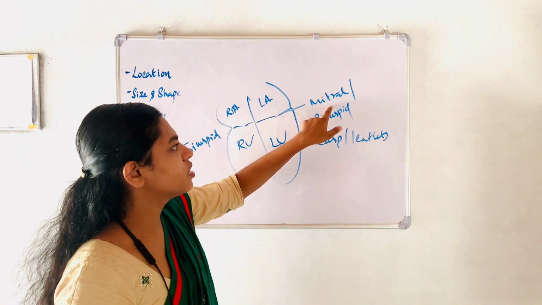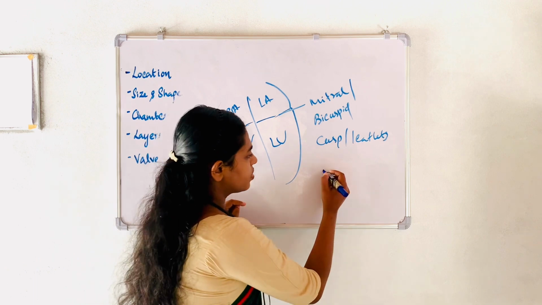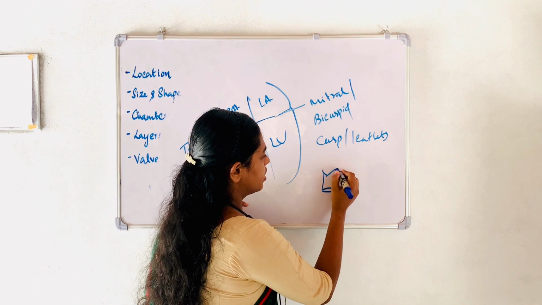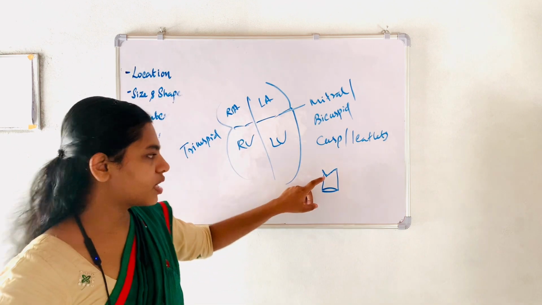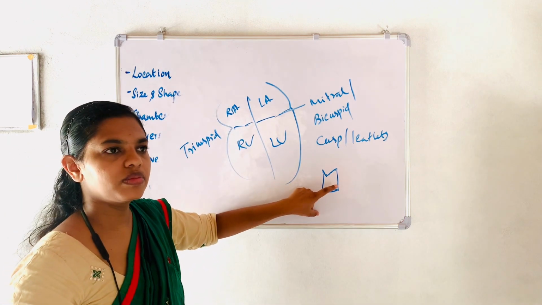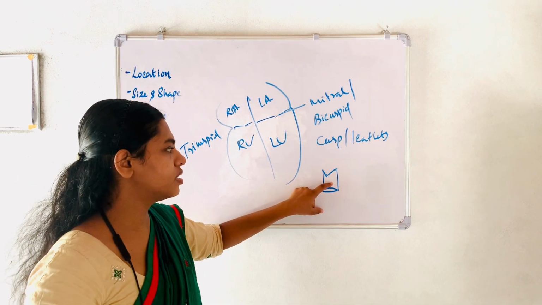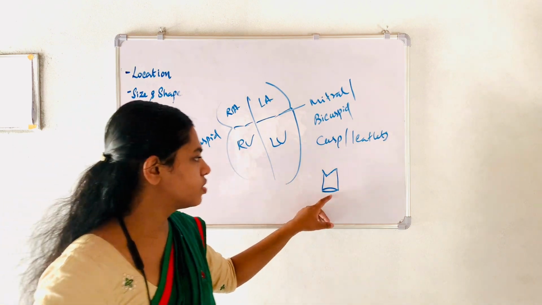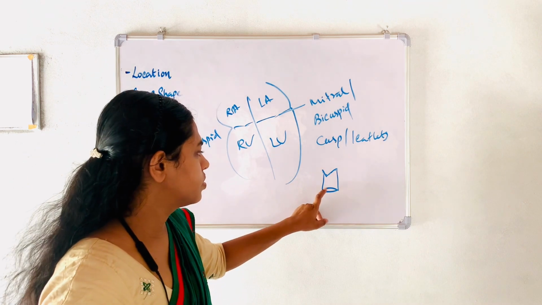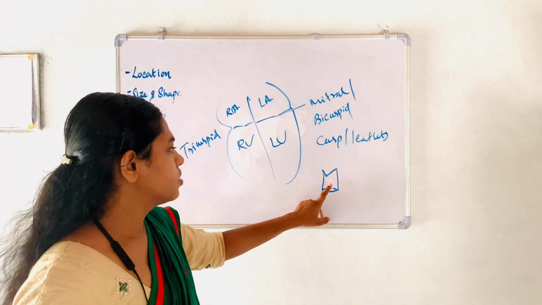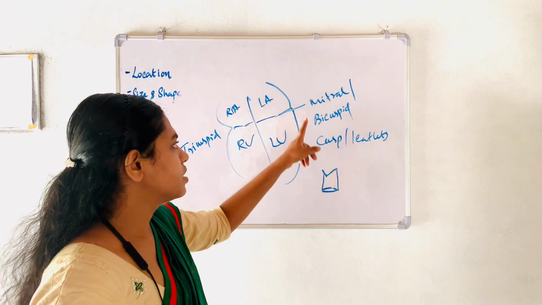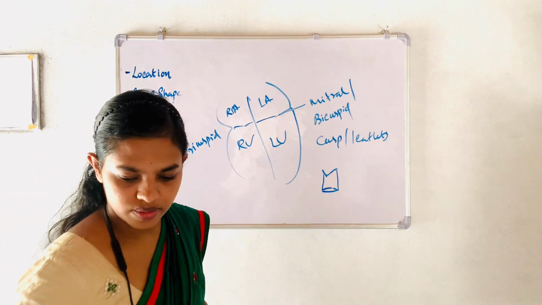And why is this known as mitral? Because it looks like a mitre. Have you seen the cap of the church pastors? It looks like a hat of those bishops. So this is known as mitre. This valve also looks like this mitre. That's why it is given the name of mitral valve.